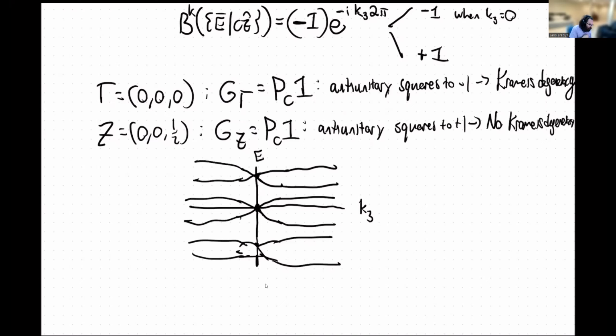And so what I end up with is this interesting situation where in one plane of the Brillouin zone, the k3 equals 0 plane, I have twofold degenerate states in my spectrum. And at another plane in the Brillouin zone, I have one-fold degenerate states in the spectrum. And this is not something that you can ever have in non-magnetic space groups.